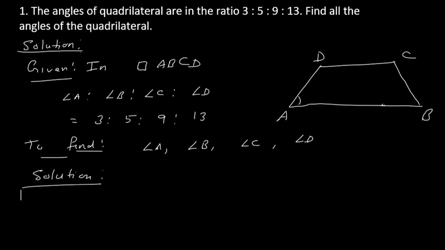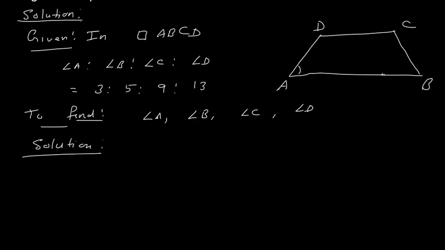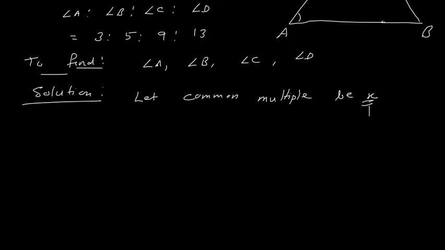So the ratio is given, so I will say let the common multiple be x. Now you understand what I mean by common multiple. When ratios of angles are given, that means the angles are some multiple of these numbers 3, 5, 9, 13. The number could be 2 times 3, 2 times 5, 2 times 9, 2 times 13, or any other number. So there will be some common multiple. So I will consider let the common multiple be x.